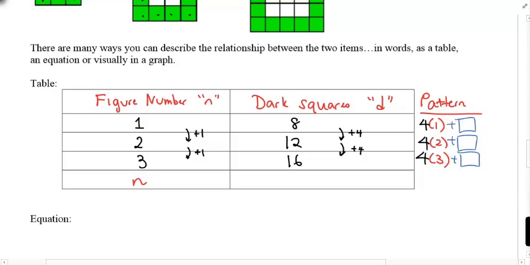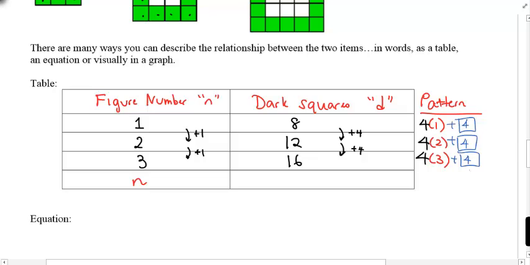So in this particular first row, let's take a look. 4 times 1 is 4. 4 plus what gives you 8? I heard someone say 4. Okay. Let's try the next row and let's see if 4 still works. I've got 12. I've got 4 times 2. That's 8. 8 plus what gives you 12? I heard someone say 4 again. Yay! And I think this works as well.